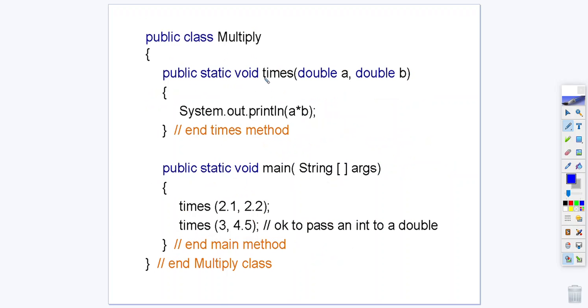So here we have this method called times, and I have to pass it a double and then another double. And the first double is going to get stored in a, and the second one's going to get stored in b. So here, when I say times 2.1 and 2.2, this is going to get passed to a, and this is going to get passed to b. And then it's going to just multiply them together. The second time, I'm going to take a 3, and notice that 3 is an int, but that's okay. You can pass an int to a double. It's going to pass as 3.0, and then this will pass as 4.5, and it'll multiply them together.